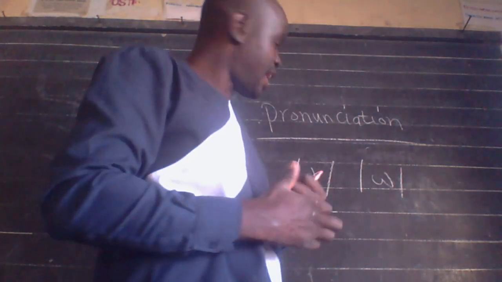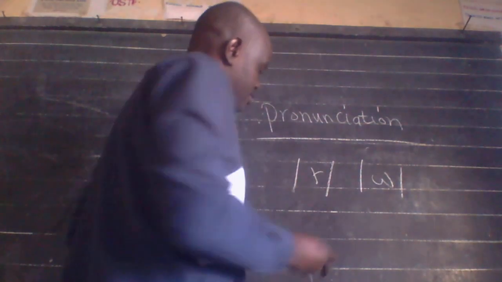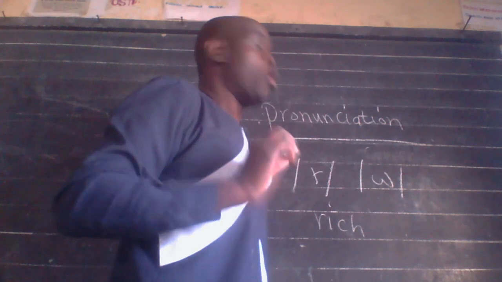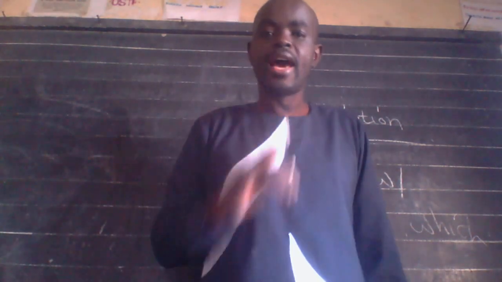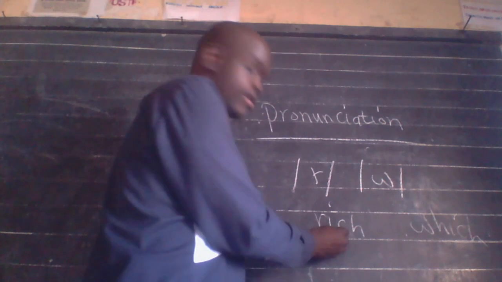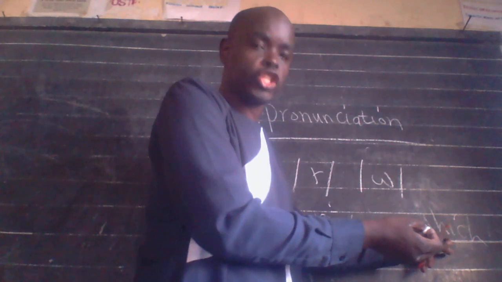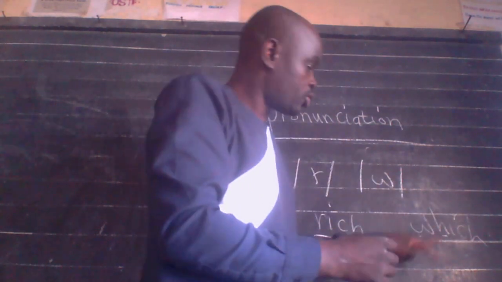Now, for you to understand this better, we are going to look at examples. We're going to use minimal pairs to demonstrate this clearly so that you can understand what we are learning about. Today, let's use this example: reach and which. Look at reach. Sound reach. Look at which. In this case, H is silent. So say which.